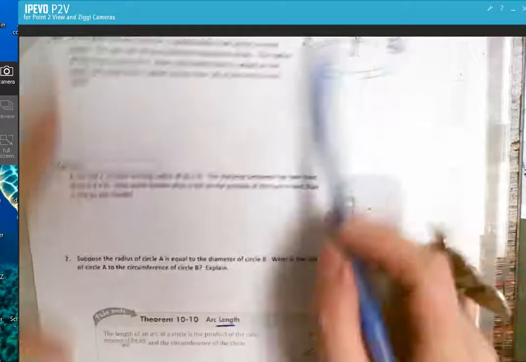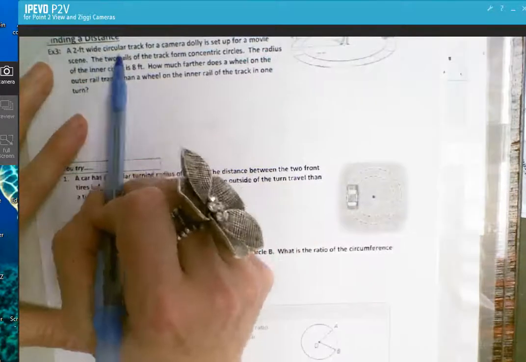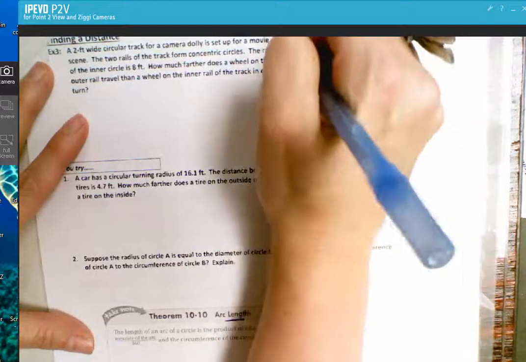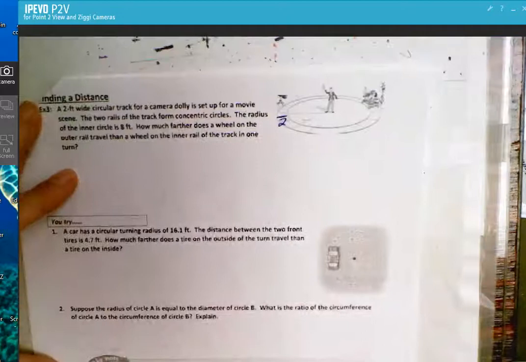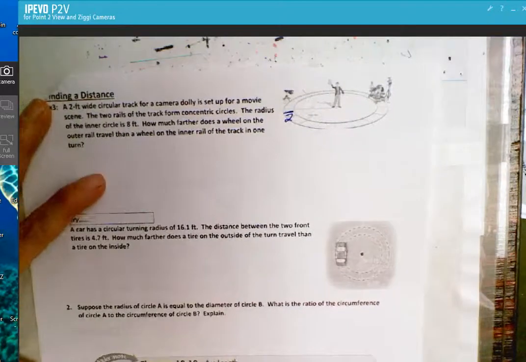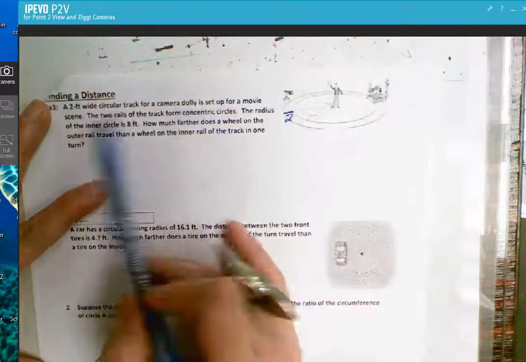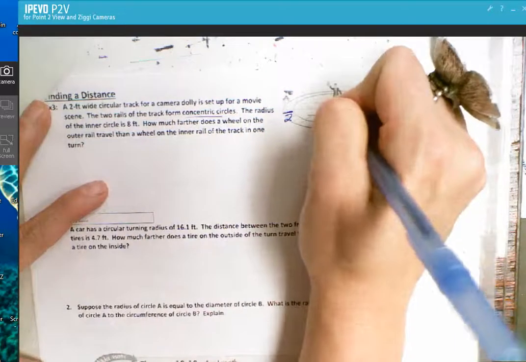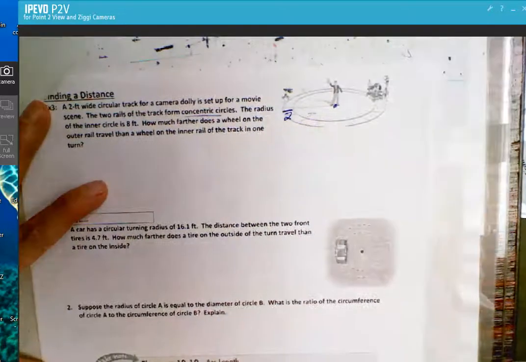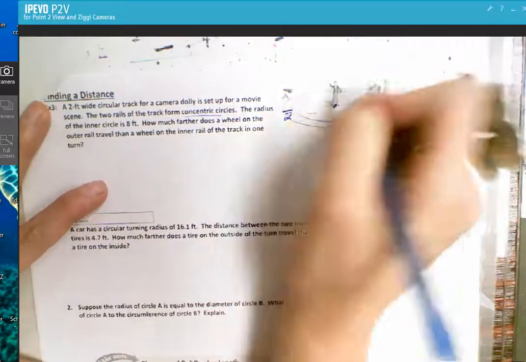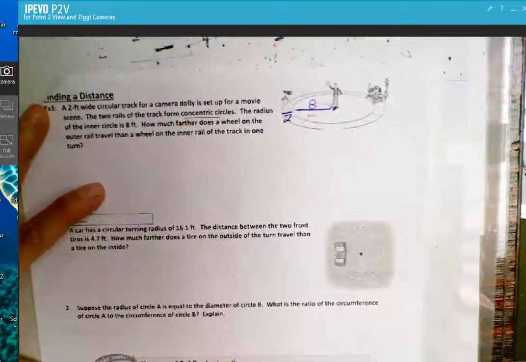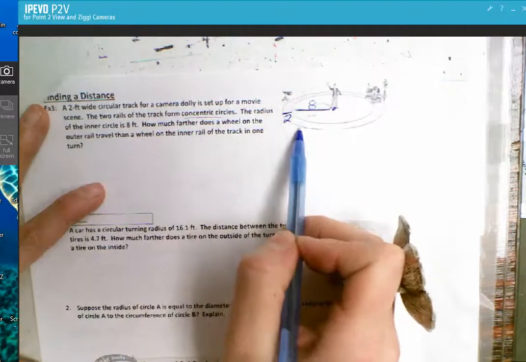Okay, so we got a movie studio going on here, and it says a 2-foot wide circular track. So I know that the circular track is 2 feet wide. So the radius between the inside and the outside circle is an additional 2 feet. It is set up for a movie scene. The 2 rails of the track form concentric circles, so that means my center is shared. The radius of the inner circle is 8 feet. So I know from where the director here is standing to the first outside rail, or the inside rail, is 8. And then an additional 2 to get to the outside rail.